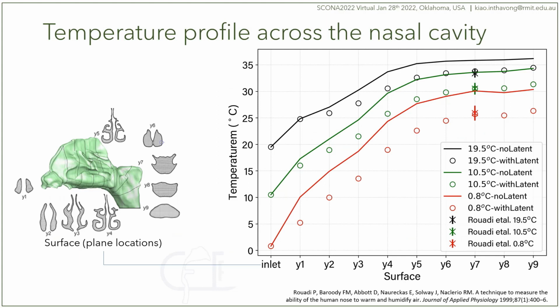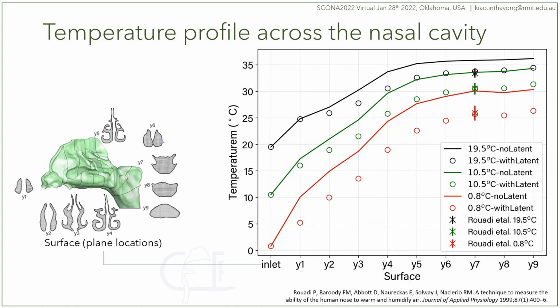Temperature values were taken at cross-section slices. Two models performed similarly in the anterior half when the inlet temperature was highest. In the middle and posterior region, the inclusion of latent heat provided additional evaporative cooling effect at the air-mucus interface. The nasopharynx temperature was taken at slice Y7, and this value was used to compare with the measured data from Raouli et al. With the reference there cited at the bottom.